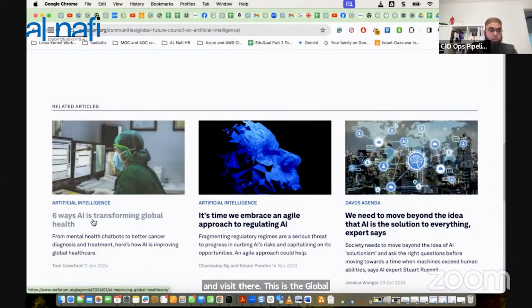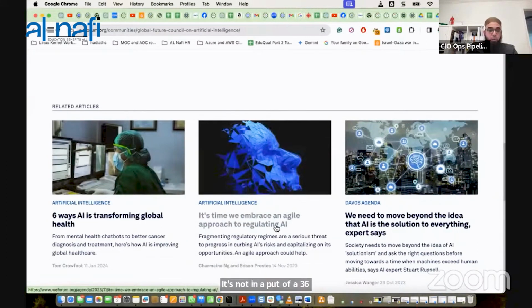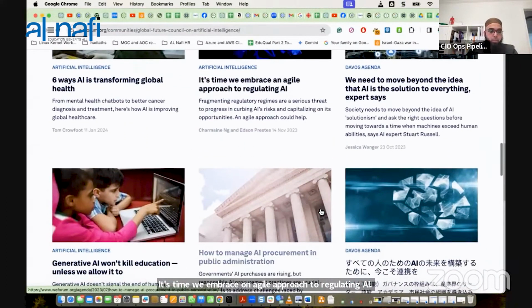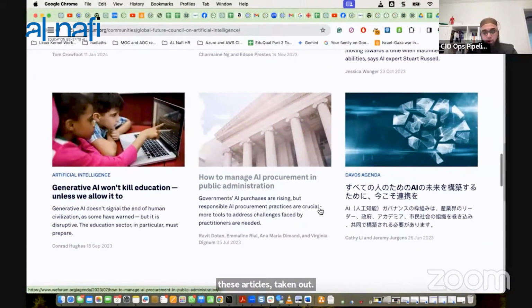इसमें उन्होंने पूरा बताया: 6 ways AI is transformational for global health. It's time we embrace an agile approach to regulating AI. There's a lot of things जो उन्होंने इस पे रखी हुई है, and some of these articles, ठीक है ना, वो इसको और इन्हांस करके, यानी कि उसके ऊपर मुख्तलिफ चीज़ों के ऊपर बात कर रही है.